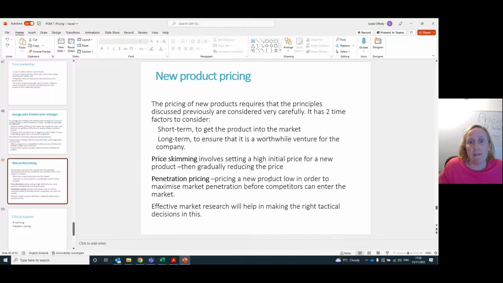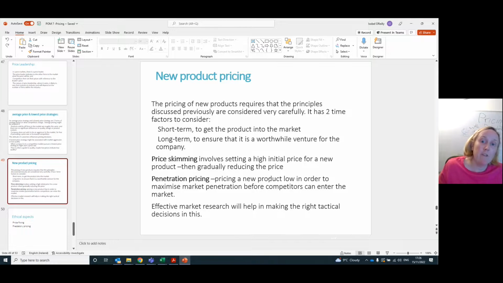So new product pricing, pricing of new products requires that principles discussed previously are considered very carefully. It has two time factors to consider, long-term or short-term. Short-term is to get the product into the market, and then long-term is to ensure that it's a worthwhile venture for the company. We want to be around for a while and make money into the future.